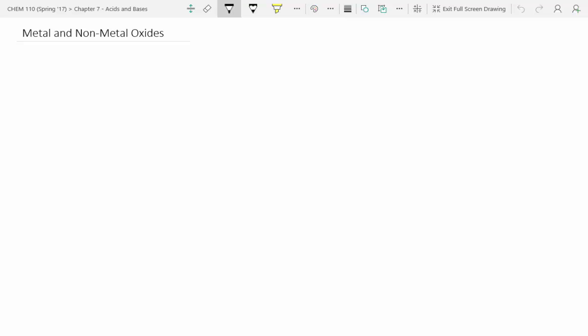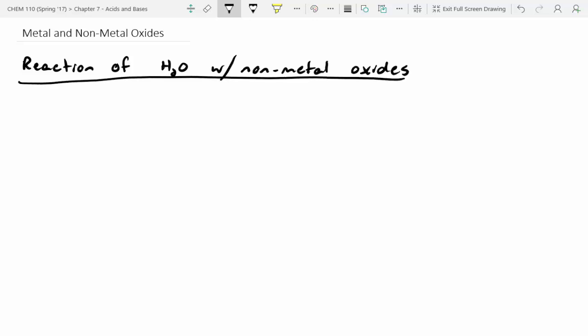So metal oxides and non-metal oxides will react with water to form acids and bases. So let's talk about that a little bit. So the question is, what is a non-metal oxide? It's going to be something on the right-hand side of the periodic table with some oxygens on it, right? Pretty easy. So let's take a few examples.